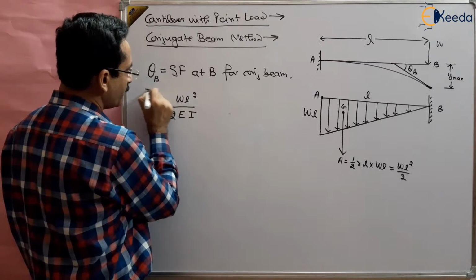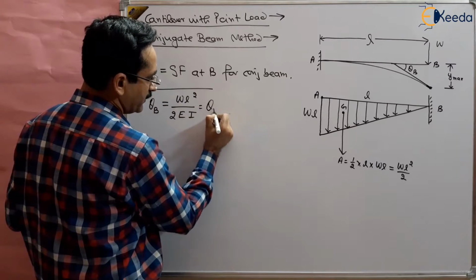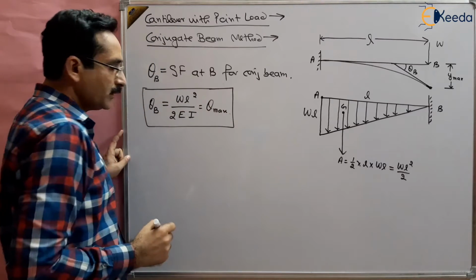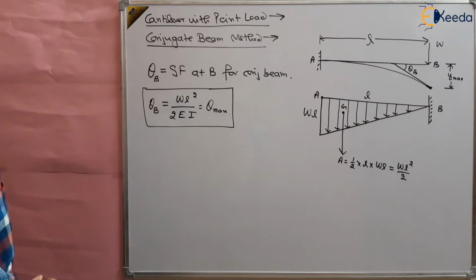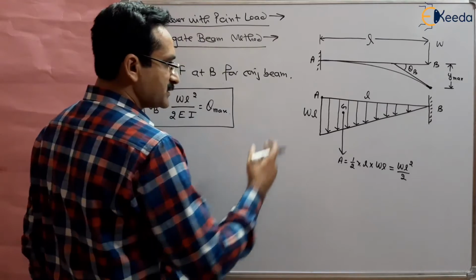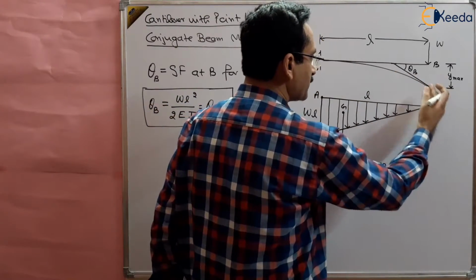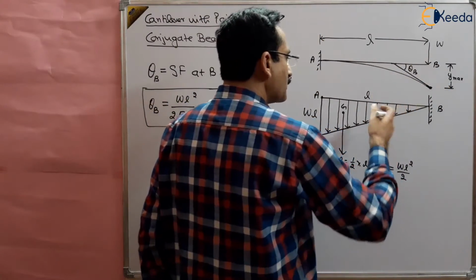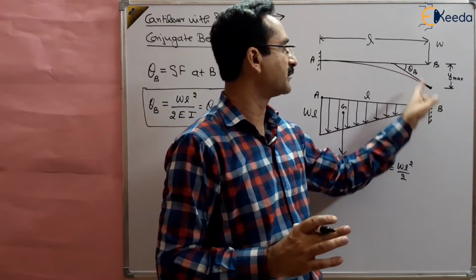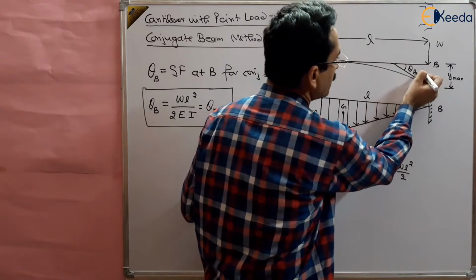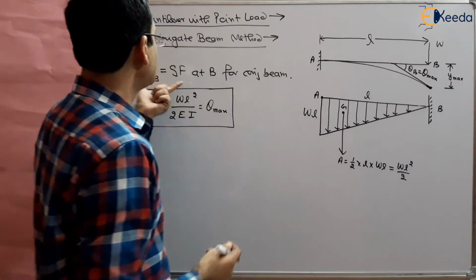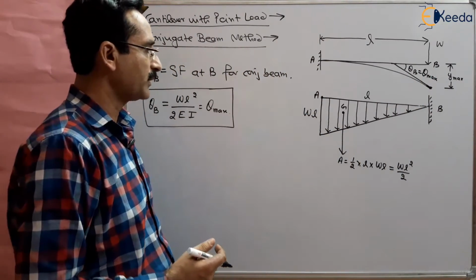So this is the slope, and this is the maximum slope basically, because at B the maximum slope is there. So this is how we find the slope or maximum slope using the conjugate beam method. This is the shear force at the point where the slope is maximum. So you can take any point, but we have chosen point B because at B the theta, or slope, is maximum. That's why we have chosen B, theta B. So theta B is the shear force at B of the conjugate beam, right?